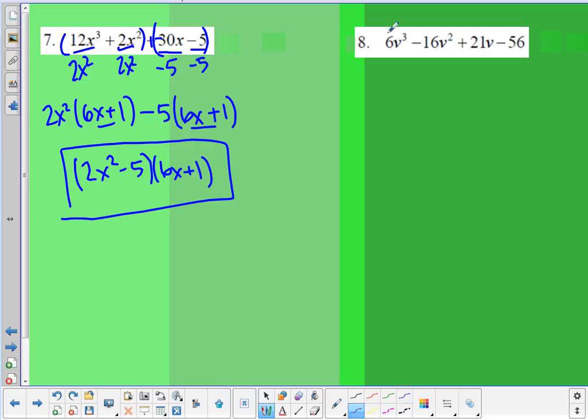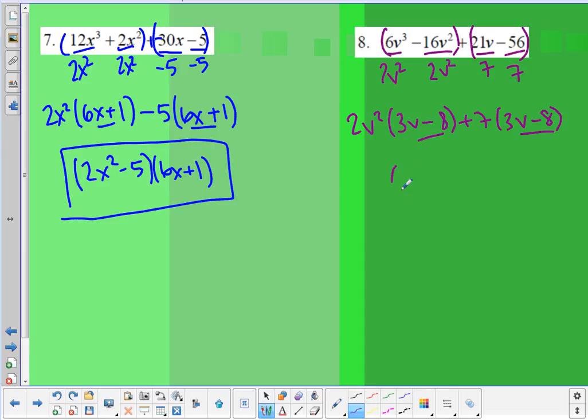Let's take a look at number 8. 6v to the third minus 16v squared, 21v minus 56. This has a 2v squared. This has a 2v squared. So 2v squared is out front, and that leaves me with 3v minus 8. Over here, 21 and 56 have a common factor of 7. So that's positive 7 out front, and that's a 3v minus 8. Insides match, we're good. 2v squared plus 7 and 3v minus 8. And there we go.